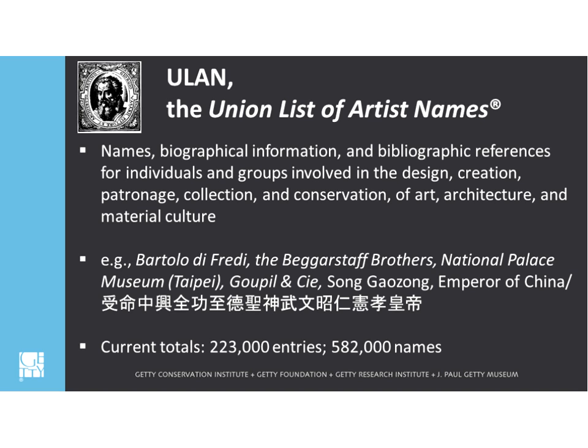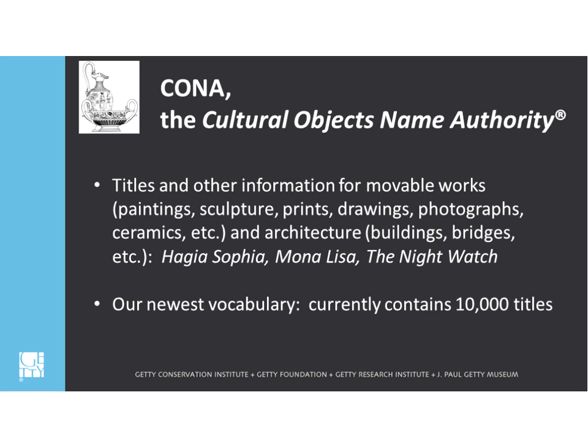Song Gaozong, Emperor of China, was a very important patron of the arts, and as you can see, we also include his name in addition to English. And we include the Chinese characters, the glyphs, which are contributed by our partner institutions. The current totals in ULAN are 223,000 entries. That is 223,000 records that refer to individuals or groups of individuals, and 582,000 names, again, because of all the variants.